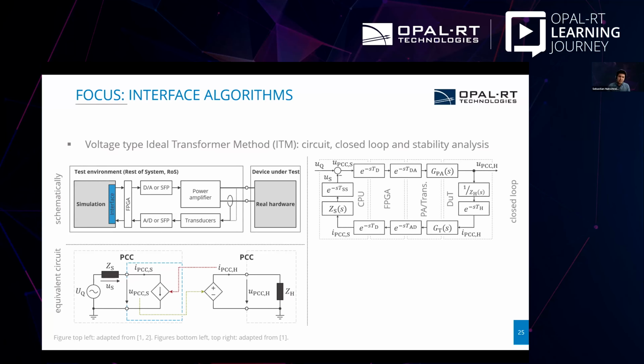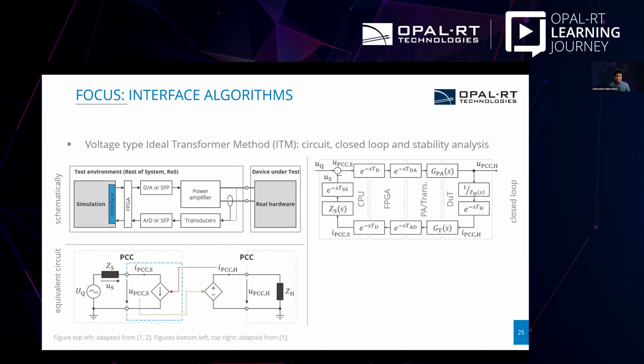It is depicted on the top right. Again, we have our source voltage. We have the voltage at the point of common coupling. Then we have some delay times for the communication. We have the transfer function of our power amplifier, supplying the voltage to the device under test, which can be represented by its impedance and some delay time again. And then we have the transfer function of the transducer and the time delays for feeding the signal back. Finally, on the simulation side, we have our grid impedance and some additional time delay which corresponds to the discrete time step of our simulation environment.